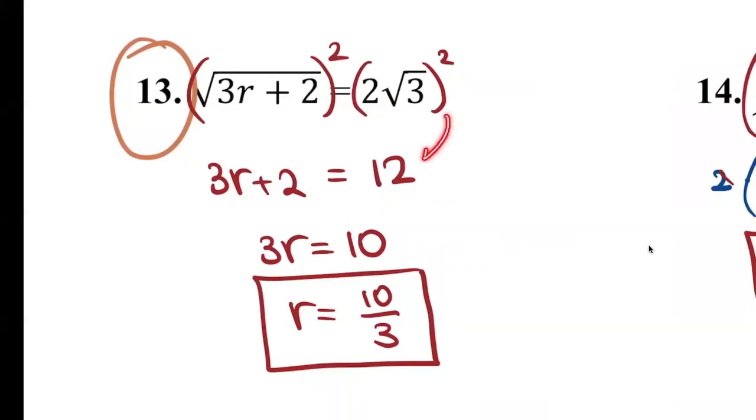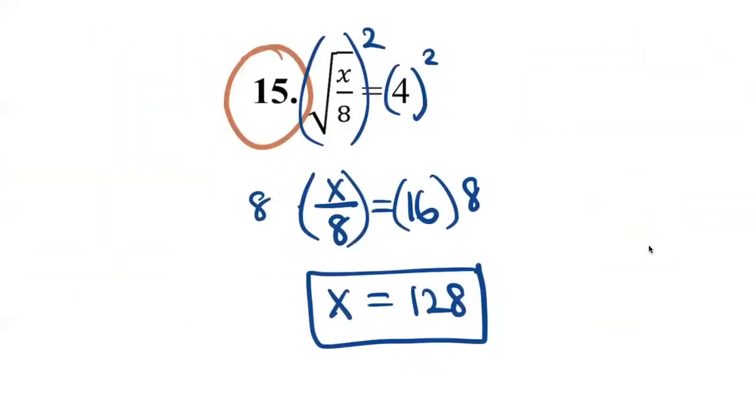Just to show you a little bit of the work behind here, how I got 12. It was 2 squared, which got me 4, and then rad 3 squared got me the 3. So 4 times 3 got me 12. And then I just subtracted 2 and then divided by 3. All right, and then number 15, answer was 128. Okay, isolated the radical. It was already isolated, so I squared both sides to get rid of the radical, and then I just solved for x.